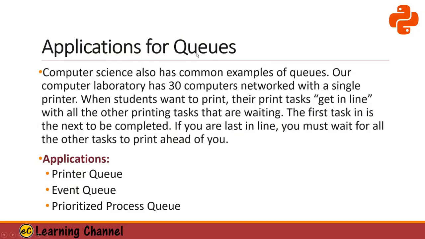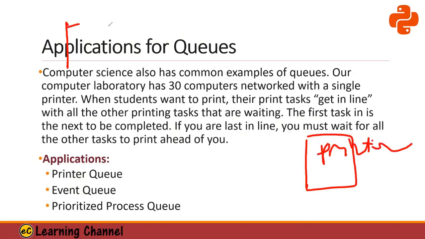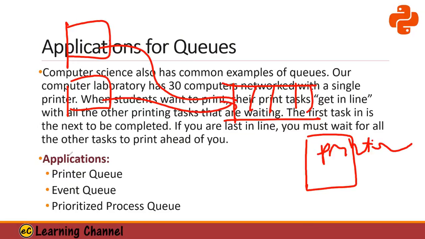In computer science there is also a common example of a queue. Our computer laboratory has 30 computers networked with a single printer. So if there is only one printer server and 30 students' computers connected to it, there is a queue. Everybody's job is submitted there, and you wait a certain time until it gets serviced by the printer. That is called a queue.